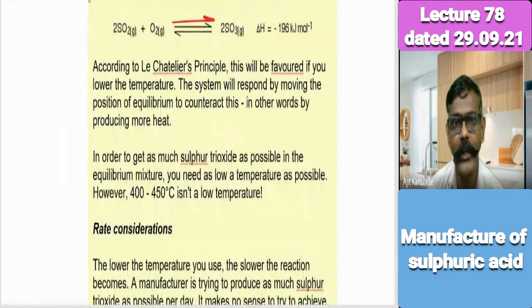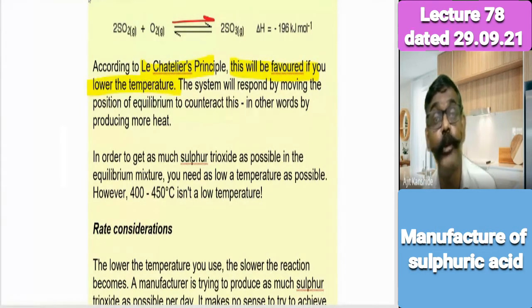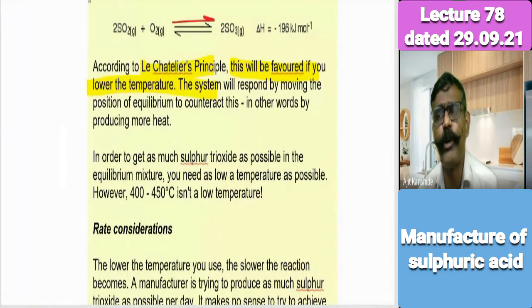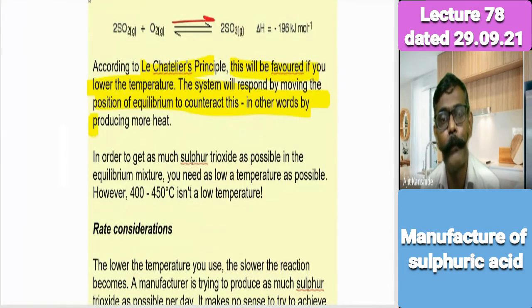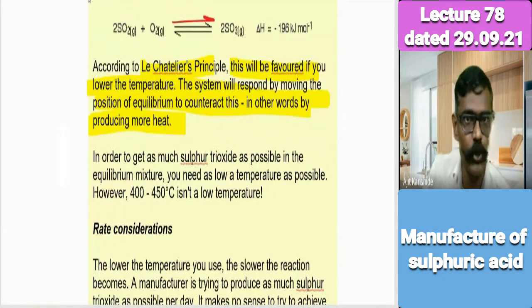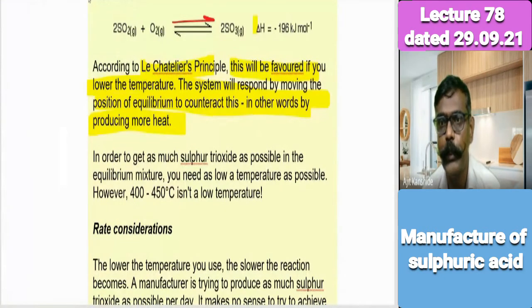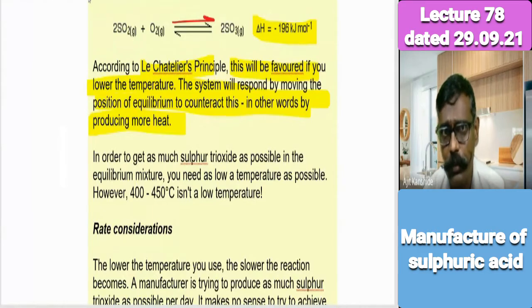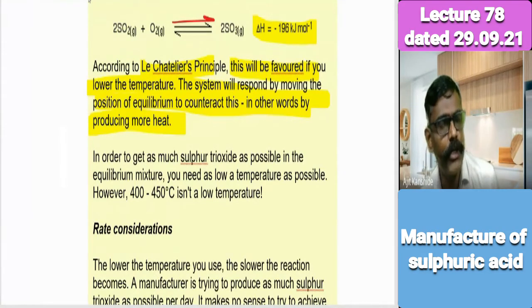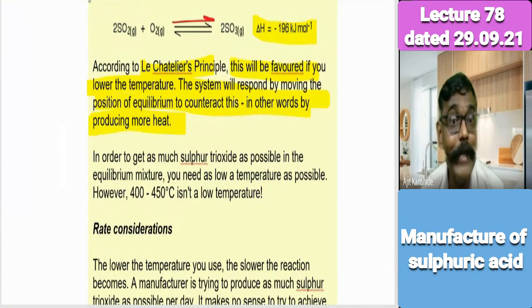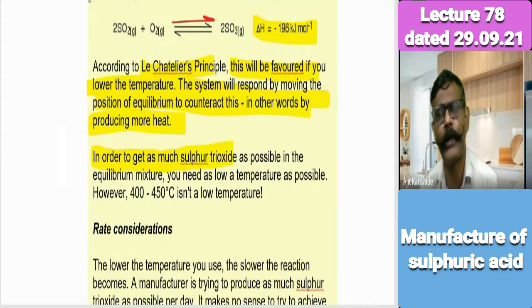As per Le Chatelier's principle, this will be favored if we decrease the temperature, if we maintain a low temperature. The system will respond by moving the position of the equilibrium to counteract this, in other words by producing more heat. The system will produce more heat because here the delta H value is negative. The reaction produces more heat to offset the cooling. Low temperature, cool temperature conditions are ideally expected. But see here, in order to get as much sulfur trioxide as possible in the equilibrium mixture, we need to lower the temperature as much as possible.